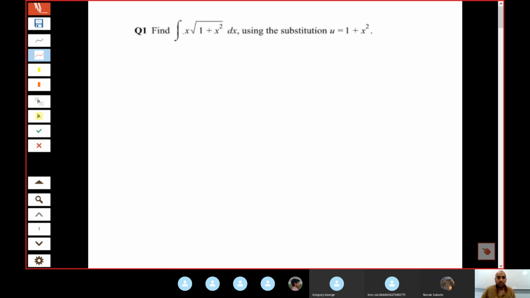Find the integral of x root 1 plus x squared using the substitution u equals 1 plus x squared. All right. The idea with this is we can't actually integrate a function that has an x multiplied by another x. There's no product rule like we said. So we've got to use a different substitution to reduce this to something that we can actually integrate.